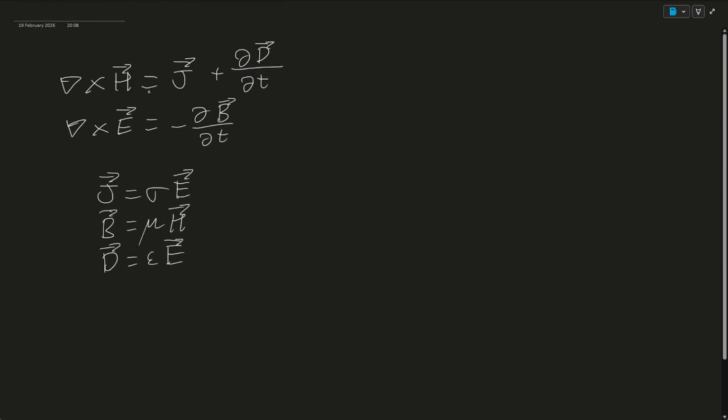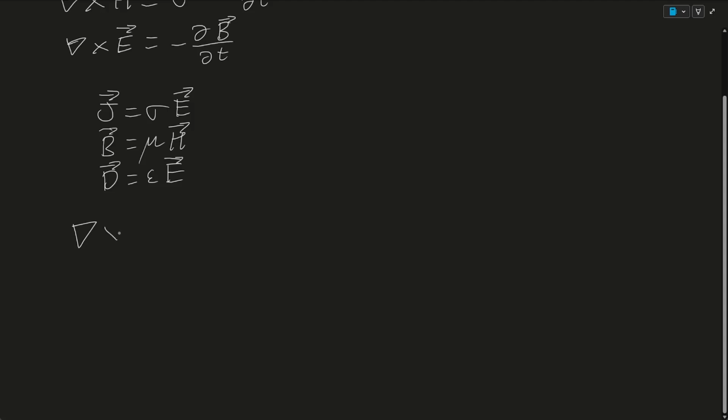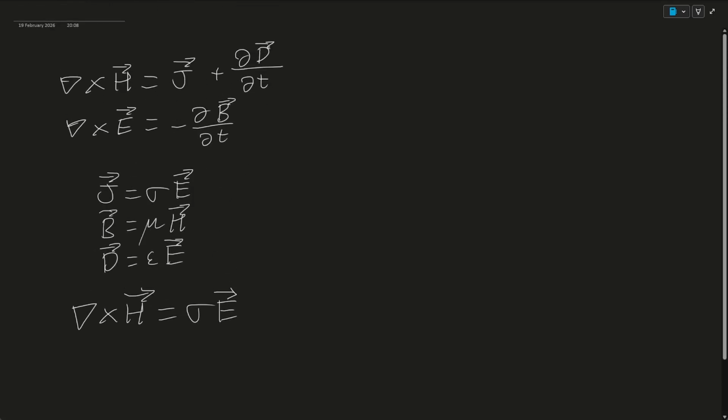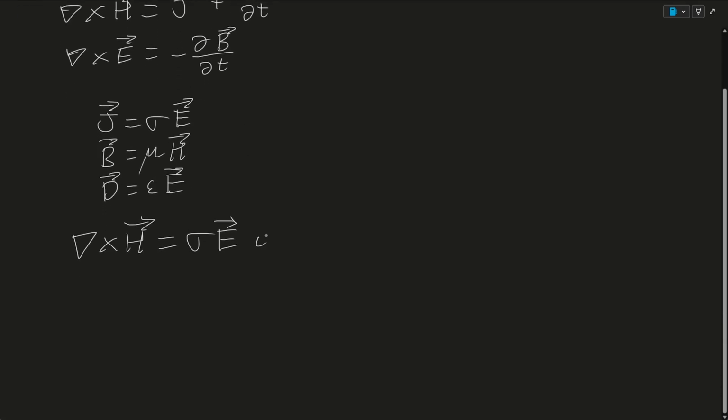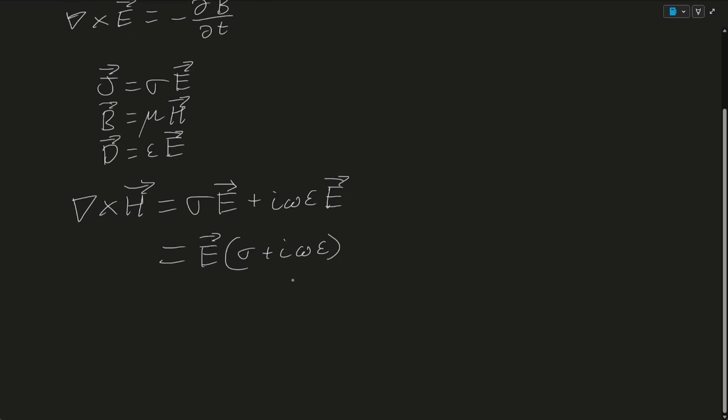And now we can substitute these. First of all, we substitute into the top equation, Ampere's law, and we get that the curl of H is sigma E plus the time derivative of D, which is i omega epsilon E, and we can factor that out: curl of H equals E times sigma plus i omega epsilon. Cool.